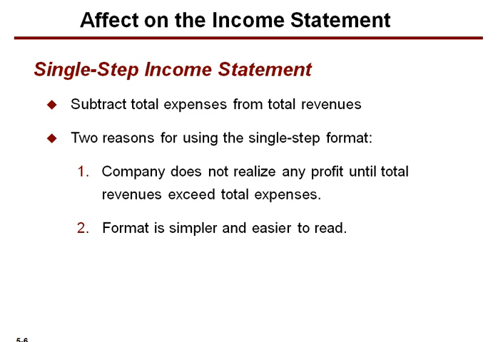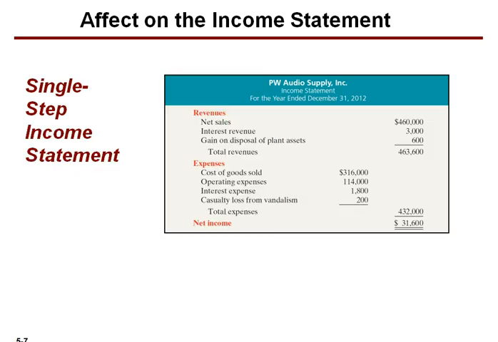Let's take a look at the single step income statement. As its name suggests, there's only two steps in arriving at net income. You have total revenues, you subtract total expenses, and then you get to net income. Some people prefer this because they say a company doesn't realize any profit until all expenses have been paid and revenue exceeds those. And some people think it's simpler and easier to read. Maybe you'll agree or not with that.